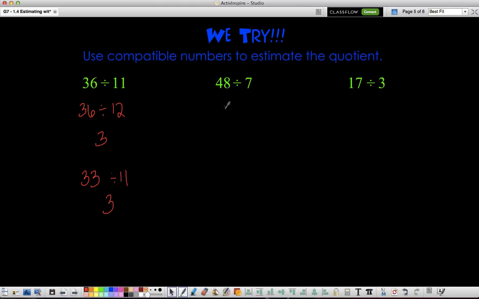All right, so 48. I know 48 is divisible by 8, so I change my 7 to an 8. And 48 divided by 8 is 6. Or I could change the 48 to 49, which is divisible by 7, and know that my answer should be somewhere between 6 and 7.